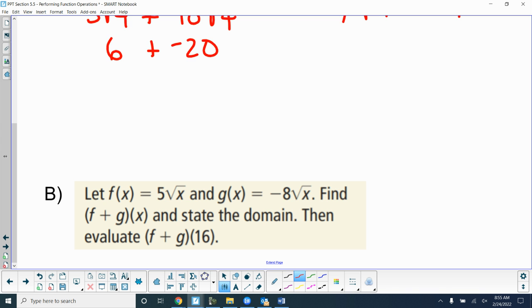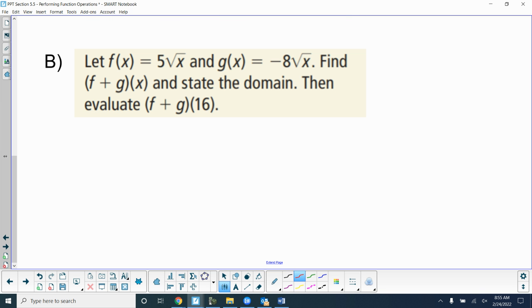This one says to do what? Add or subtract? Add. All right? So what's the answer? What's 5 radical x plus a negative 8 radical x? Negative 3 radical x. So where do I put the 16?